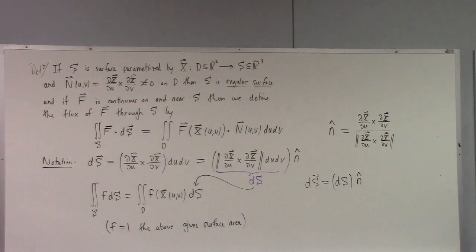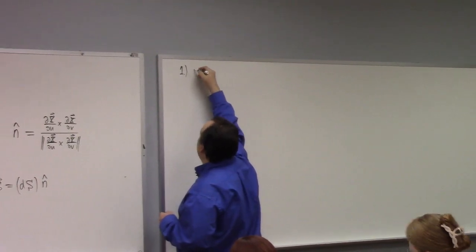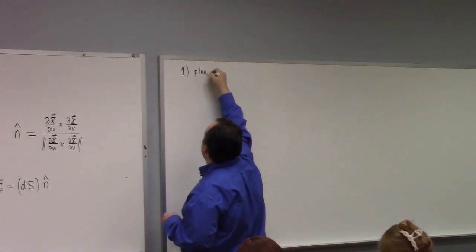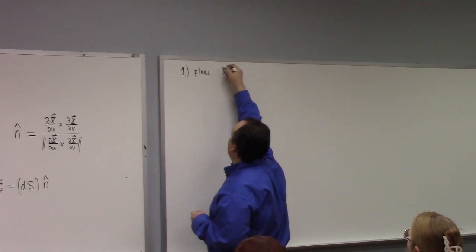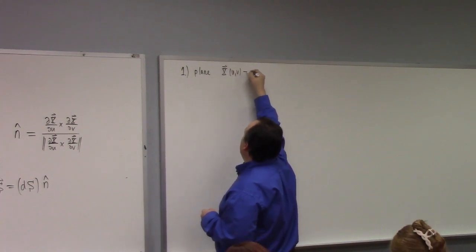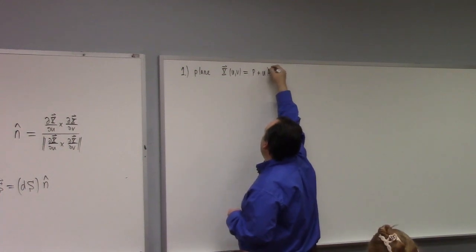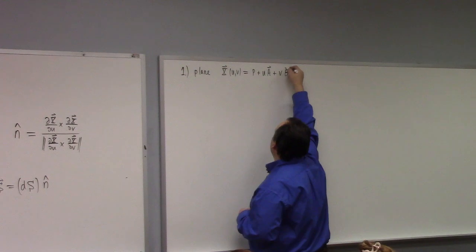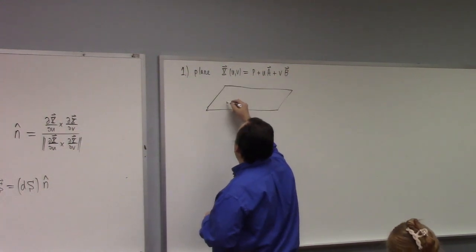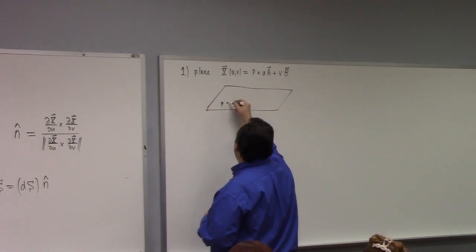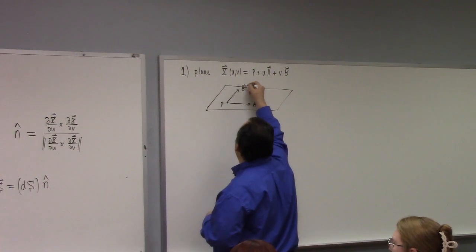Let me show you some examples then, now that we've got this all set up. So, number one, how about a plane? So what's the plane? We could say x of uv is something like the point P, plus u times a plus v times b. So this would be a plane which has the point P, and it has tangent vectors a and b.